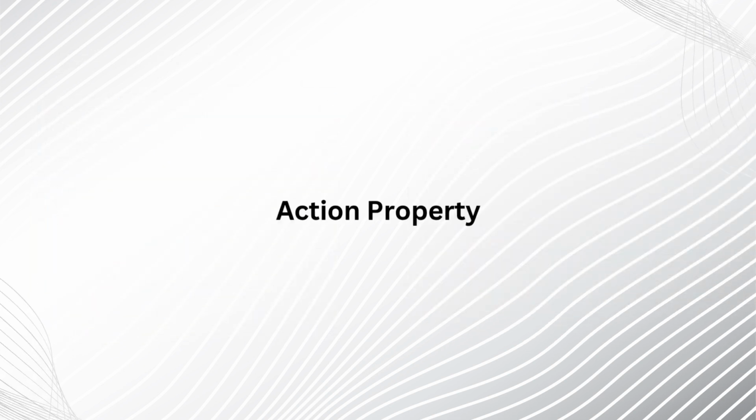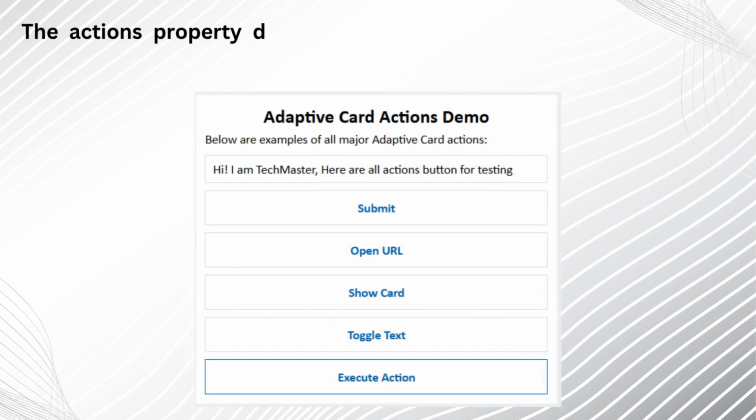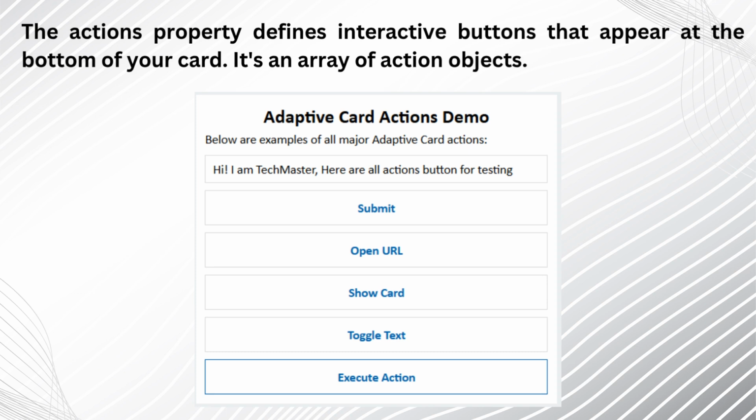Finally, let's cover the actions property. The actions property defines interactive buttons that appear at the bottom of your card. It's an array of action objects. Why does this matter? Actions provide interactivity. They allow users to submit data, open URLs, show additional cards, or trigger custom behaviors in your application.